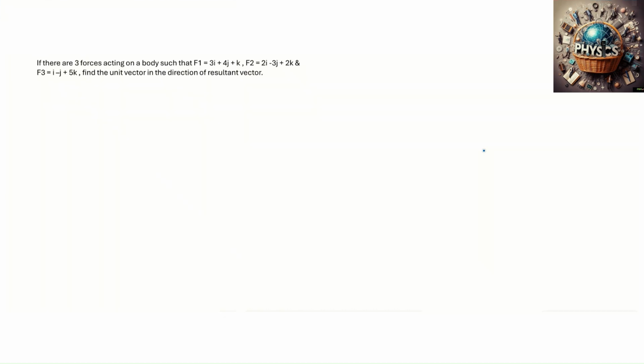So this is the next question that says there are three forces acting on a body such that the forces are F1, which is 3i plus 4j plus k, F2 is 2i minus 3j plus 2k, and F3 is i minus j plus 5k. Then we are asked to find the unit vector in the direction of the resultant vector.